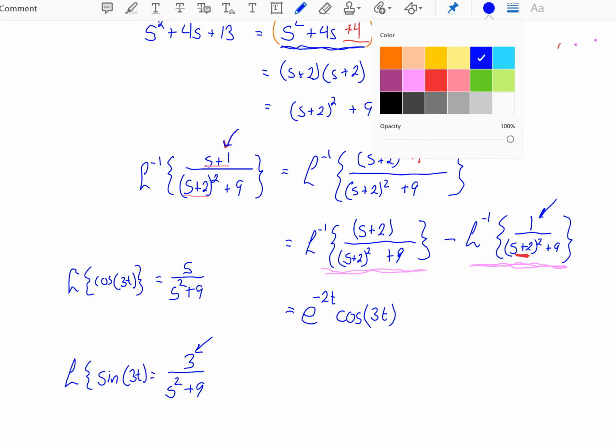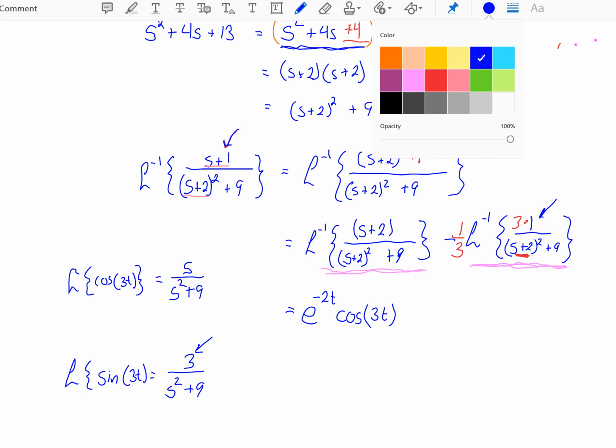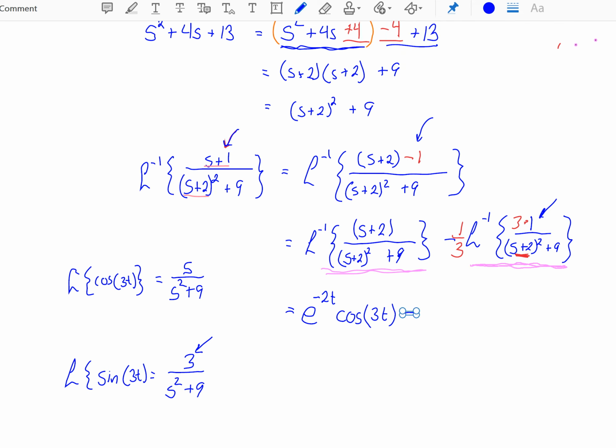So a little bit more manipulation. What if we decided to multiply by 1/3 and 3? Then technically the 1/3 and the 3 would cancel. They'd be equal. But now we have that factor of 3 that we need in top. So I think this will give us minus 1/3 e to the negative 2t, and now it's a sine of 3t. And this is our inverse Laplace transform.